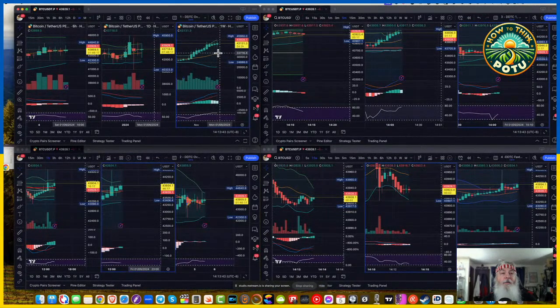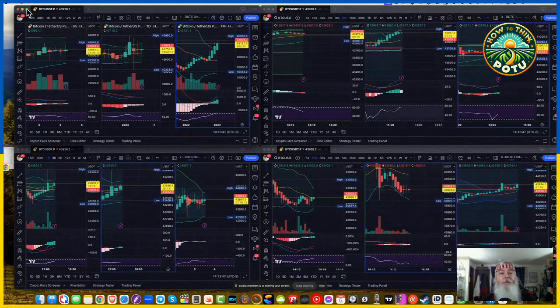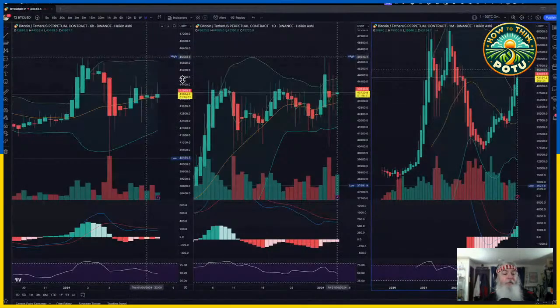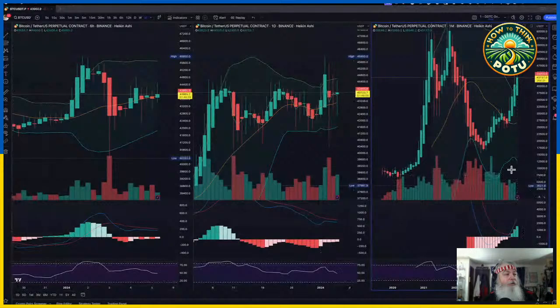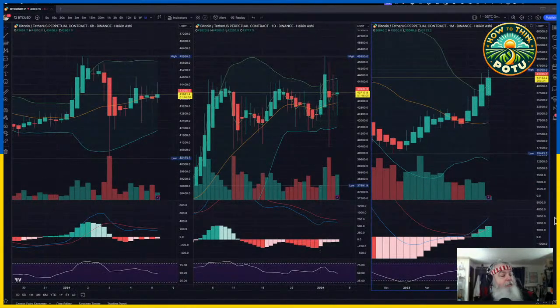This is the weekly, right? I'll actually take a look at the monthly. Here, let me make this big. This will be easier for you to see, especially if you're on a cell phone. I will take a look. What's going on monthly? This is Bitcoin, right?